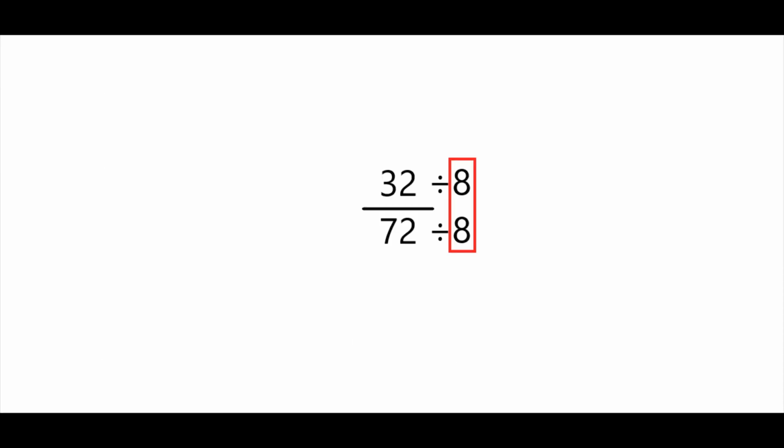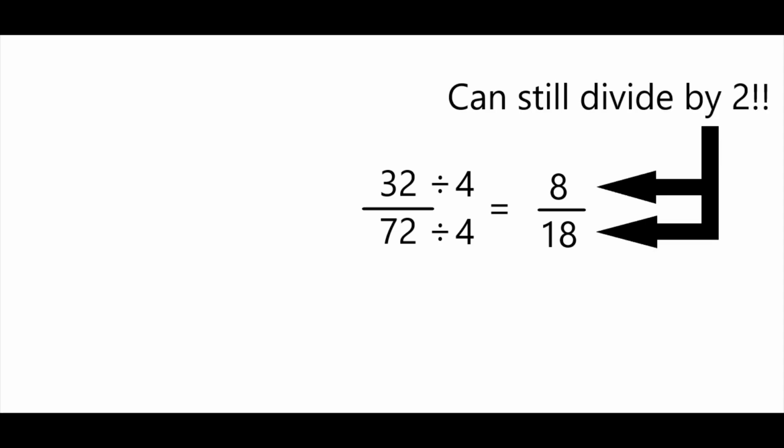The 8 that we divide 32 and 72 by is called the greatest common factor. The reason it's called the greatest common factor is because if we were to divide by 2 or 4 in our example, that wouldn't get us to the simplest form of the fraction, so we would have to do more dividing.